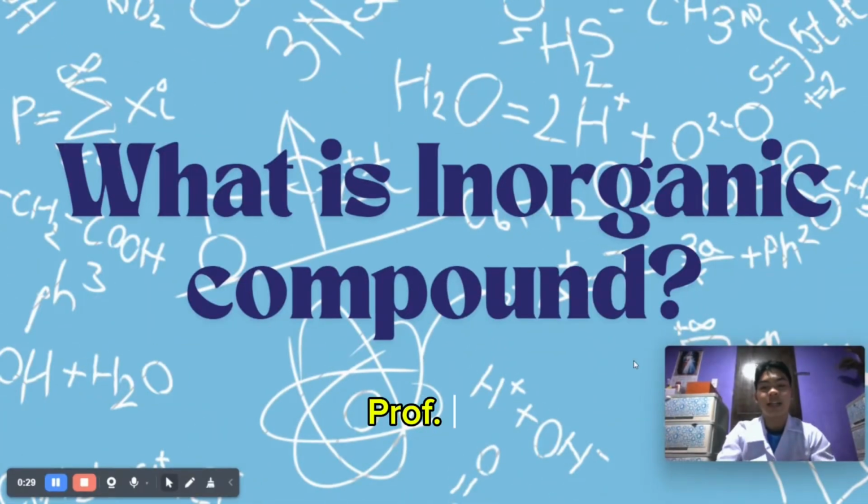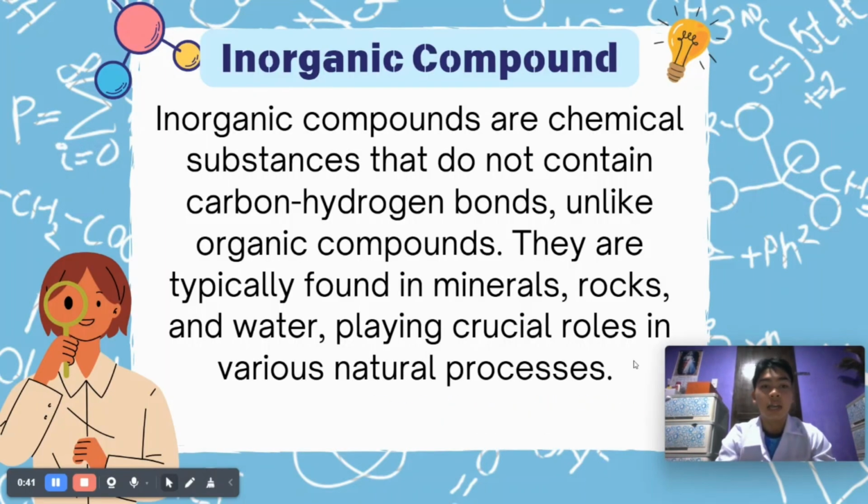What is an inorganic compound? Inorganic compounds are chemical substances that do not contain carbon-hydrogen bonds, unlike organic compounds. They are typically found in minerals, rocks, and water, playing crucial roles in various natural processes.